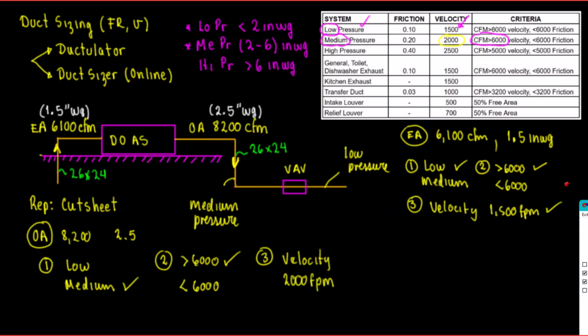Okay, alrighty, we did actually the outside air and then the exhaust air. We're going to do the last one, which is going to be the low pressure, okay, downstream. So we're going to size this duct.